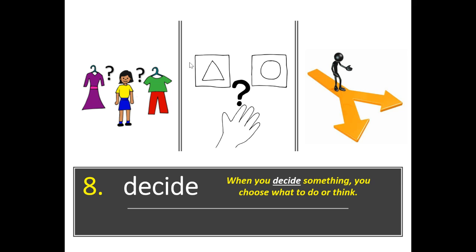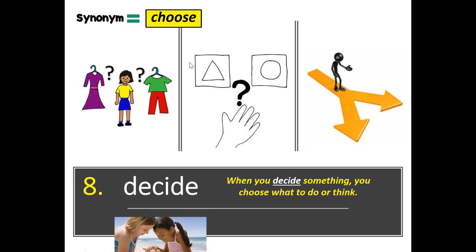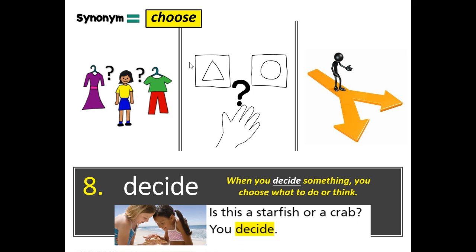Decide. So a synonym could be choose. Choose and decide are synonyms of each other. Is this a starfish or a crab? You decide or you choose. Think about it. How do you decide what games to play with your friends?